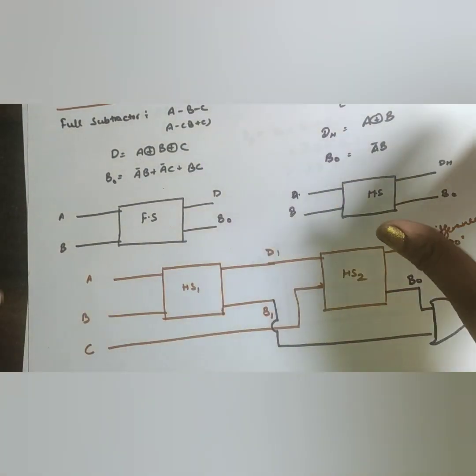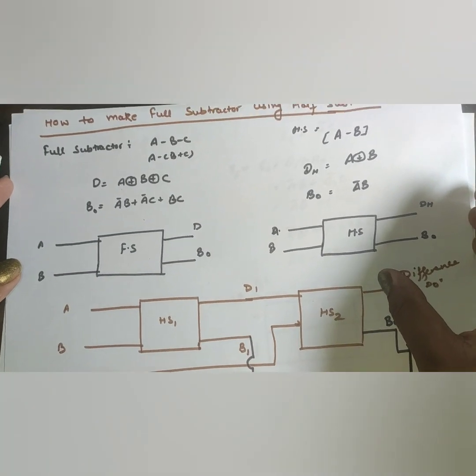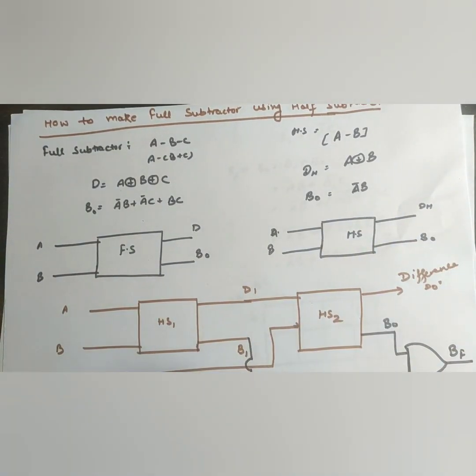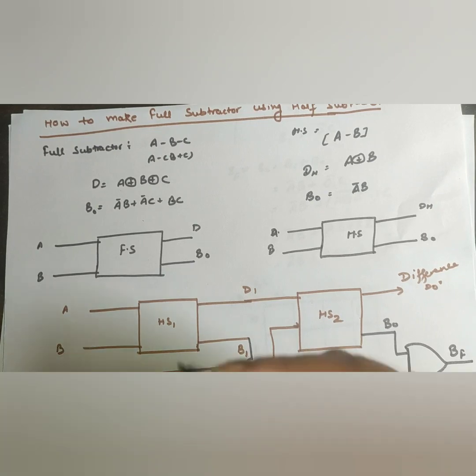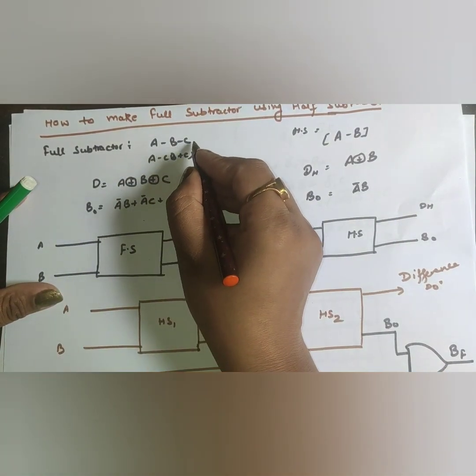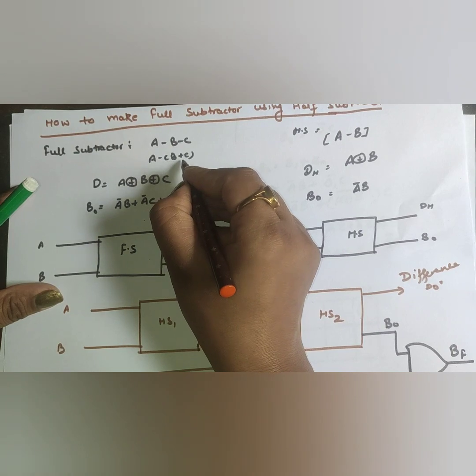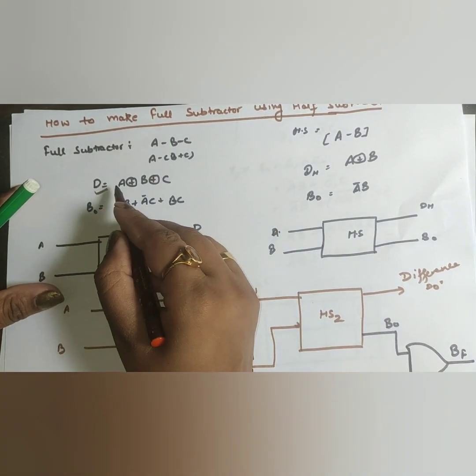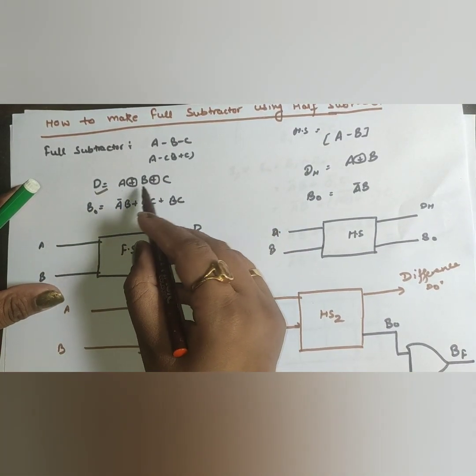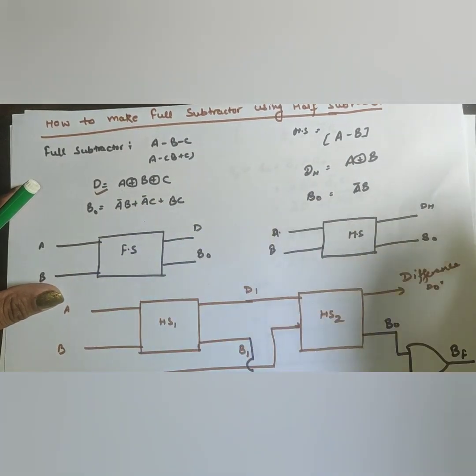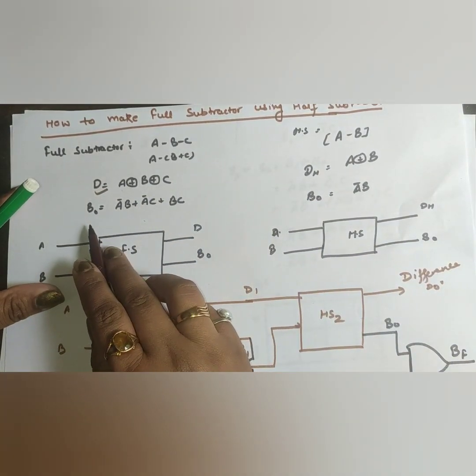Just like how to make full adder using half adder, I will talk to you about how to make full subtractor using half subtractor. So full subtractor is a minus b minus c. You can also write it a minus b plus c. The difference is full subtractor is a XOR b XOR c. I have explained earlier.